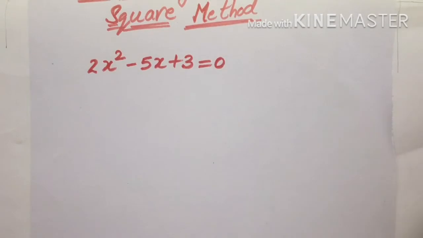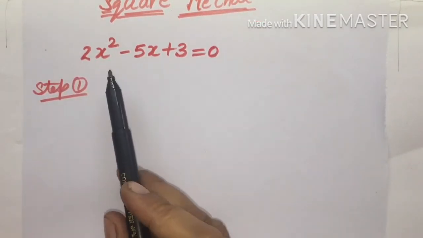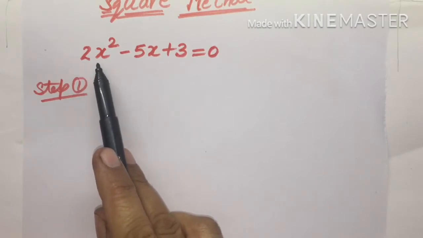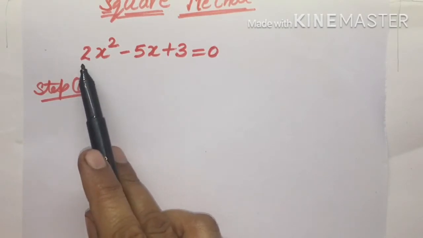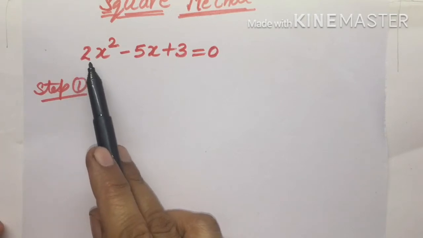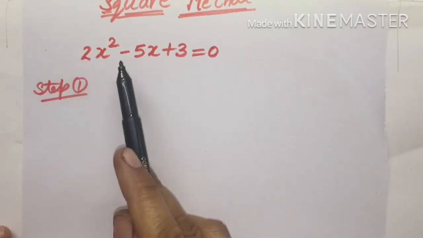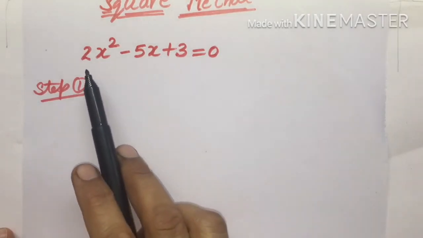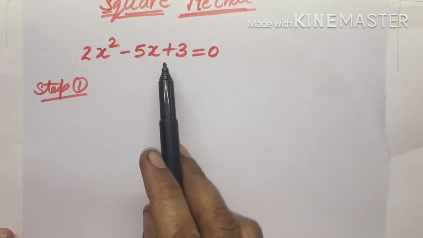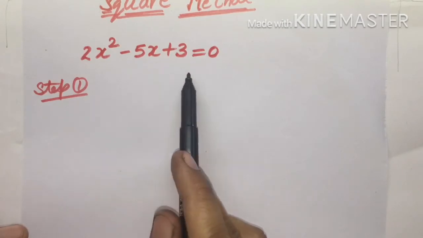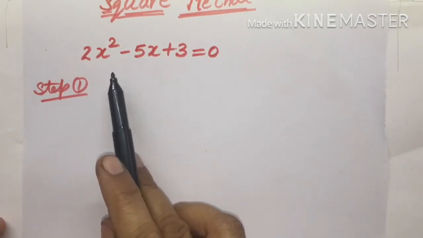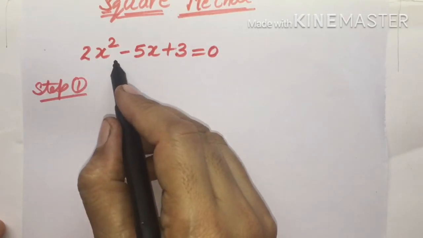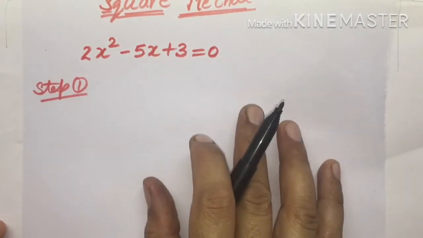First step. In the first step we have to remove the number that is in front of x square. If any number is there along with the x square, we have to remove that, and we can do that by two methods. Either we can take that number common from the equation, or we can divide the full equation by that number. So let's do it. 2 is there in front of x square, so we will divide the full equation by 2.